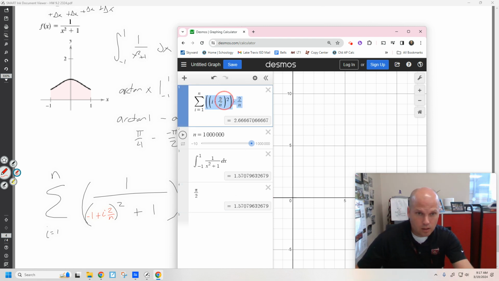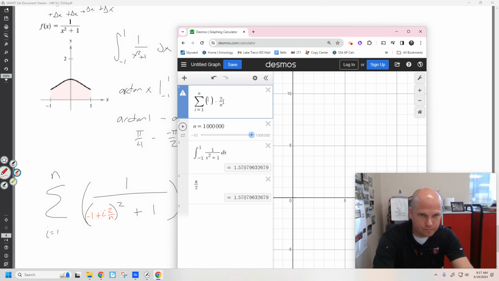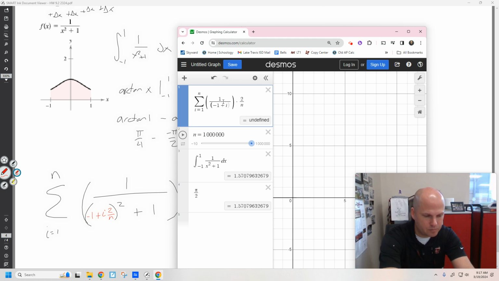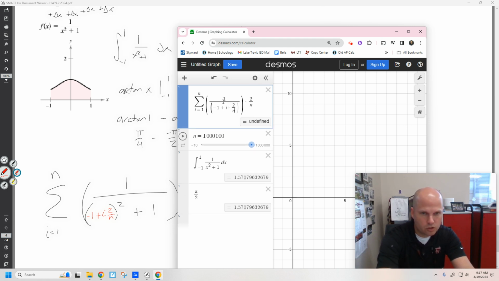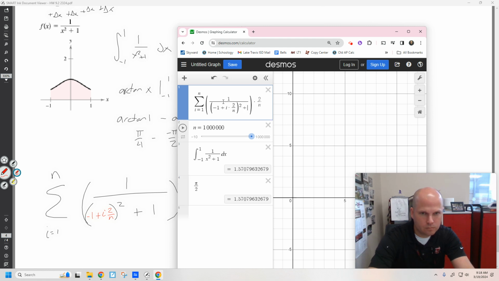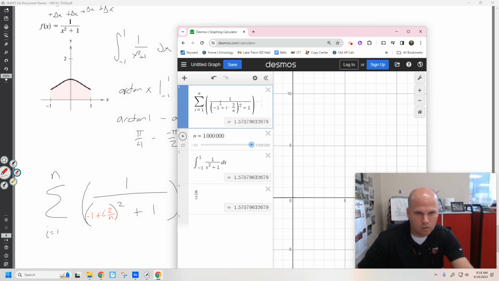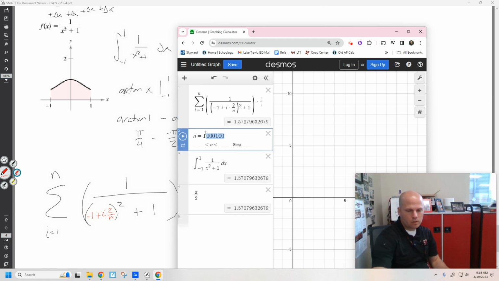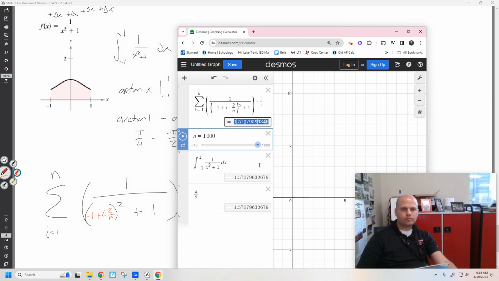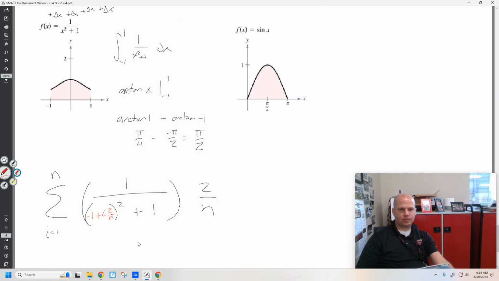This will be a Riemann sum approach, a behind the scenes calculator addition, 1 over parentheses -1 plus I times 2 over n squared plus 1. There. Use 1, 10, 100. I'm already super accurate. 1,000. We're getting closer and closer to pi over 2.